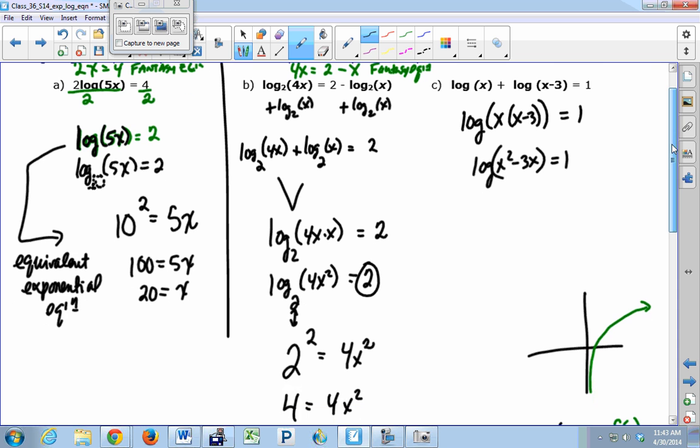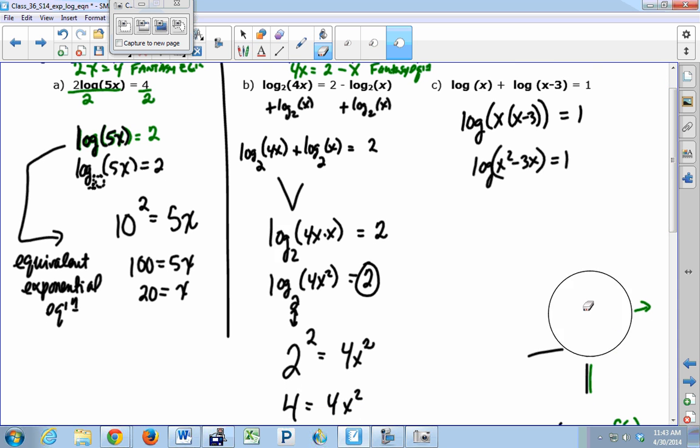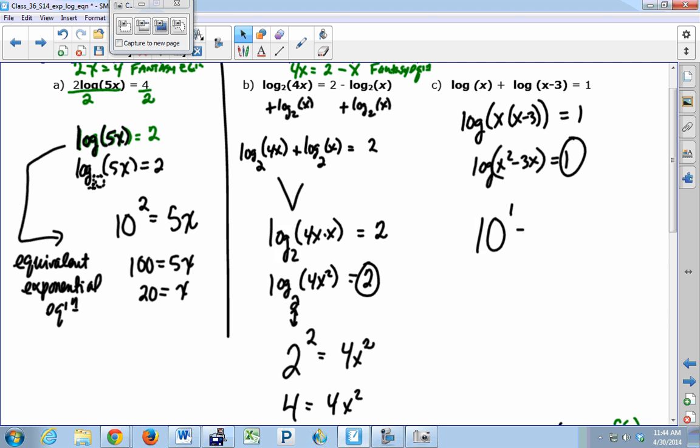Now I turn that into a log base 10 problem. Log base 10. So this is log base 10 of x squared minus 3x equals 1. So I turn it into an exponential, I think, right? So my base is 10. My exponent is 1. And that equals x squared minus 3x. So 10 equals x squared minus 3x.